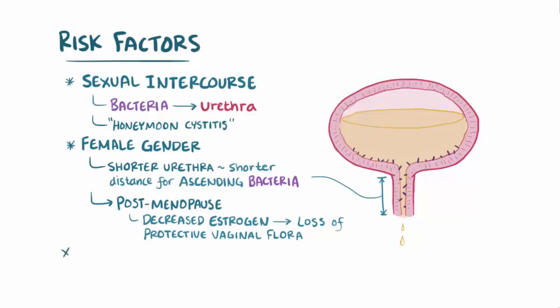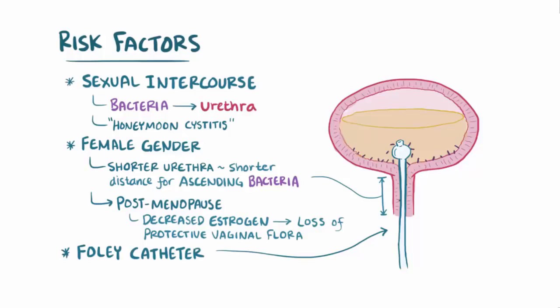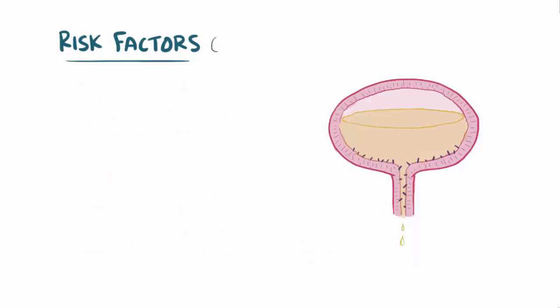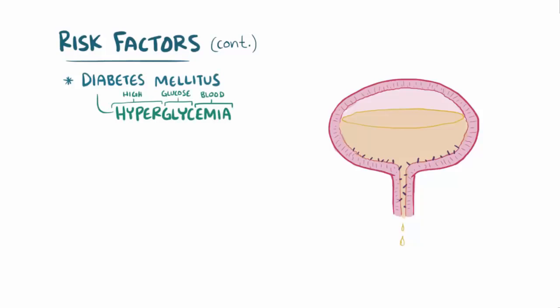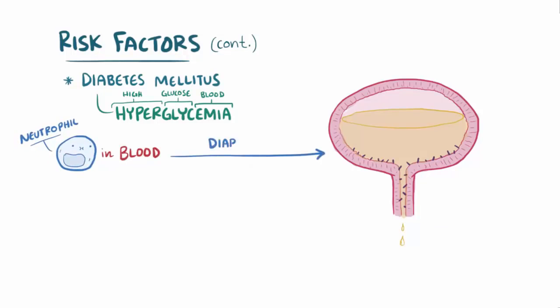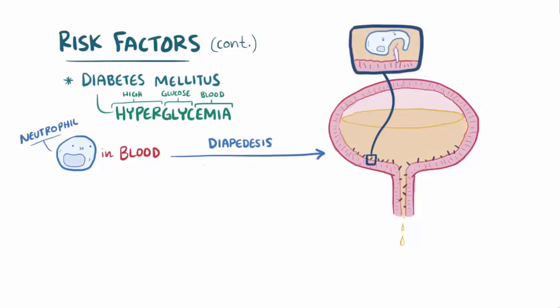Other risk factors include presence of a Foley catheter in the urethra, which can introduce pathogens. Another risk factor is having diabetes mellitus, since people with diabetes tend to have hyperglycemia or high blood glucose. Normally, with an infection, neutrophils move out of the circulatory system toward the infection, called diapedesis, as well as carry out phagocytosis. But hyperglycemia inhibits these processes, making those neutrophils less effective at killing invaders.